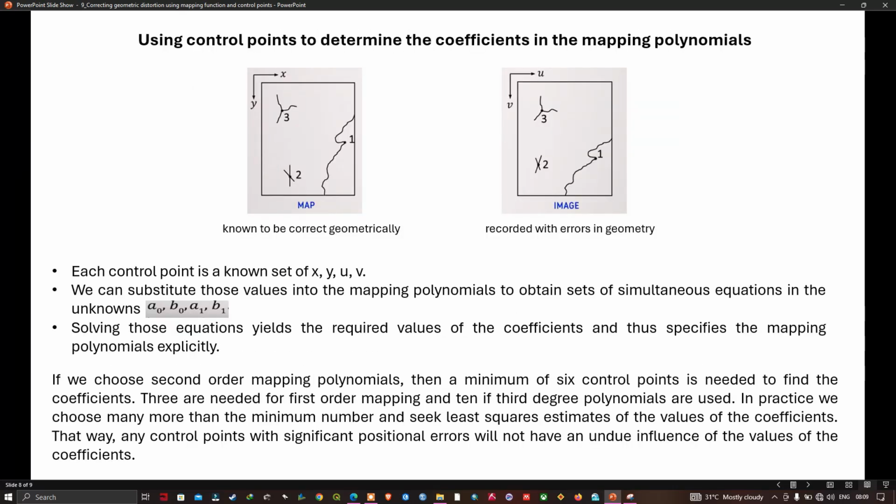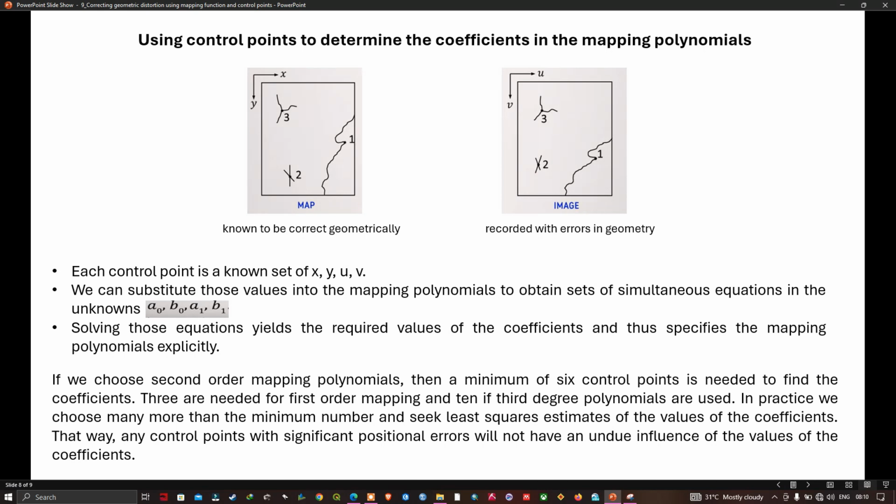Remember that the control points are a pair of coordinates in the map and the image. Essentially, each control point is represented by a set of values x, y, u and v, as you can see from this image here. So, for example, if we had say 20 control points, we could have 20 sets of those four numbers.